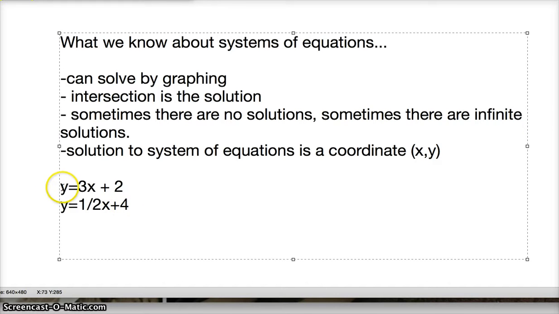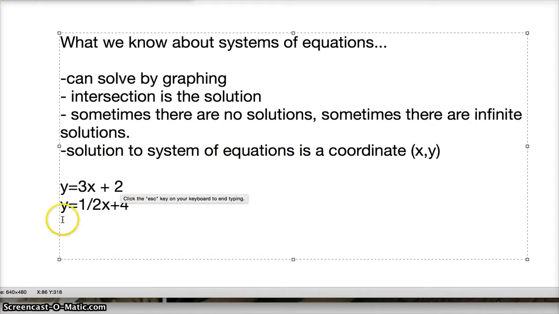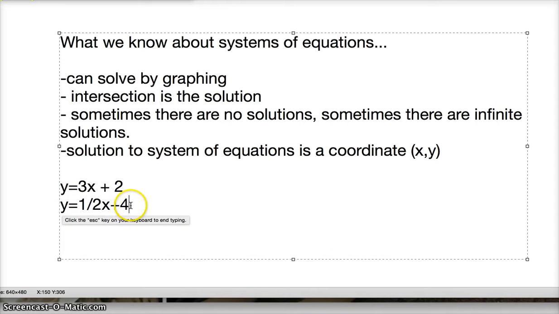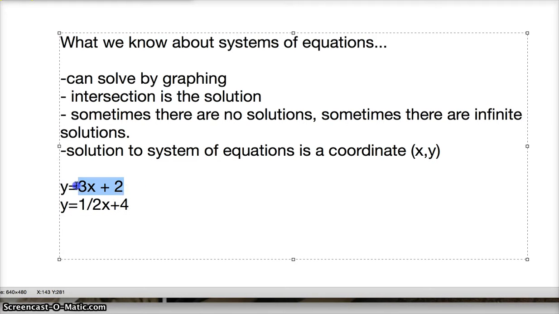So if y equals this and y equals that, couldn't you say that this equals that? Now think about it.